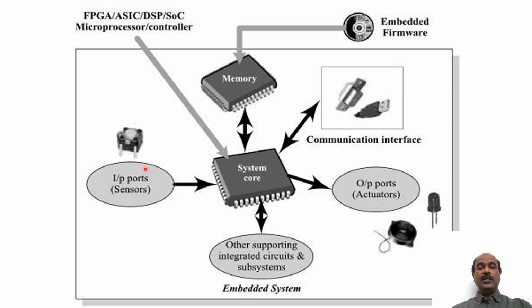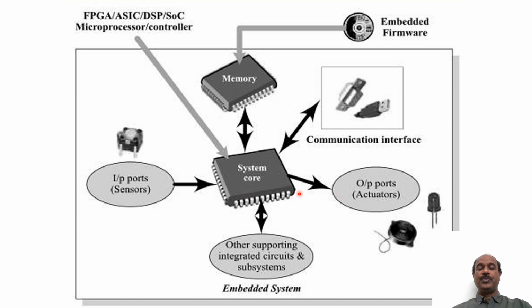Similarly, we have an air conditioner. Through my remote I am going to set the temperature. So the remote is one of the input devices for your AC, air conditioner. In this way, every embedded system needs to sense the variables or signals from the external world, so it will have input ports, and the sensors or input devices will be connected to these input ports.